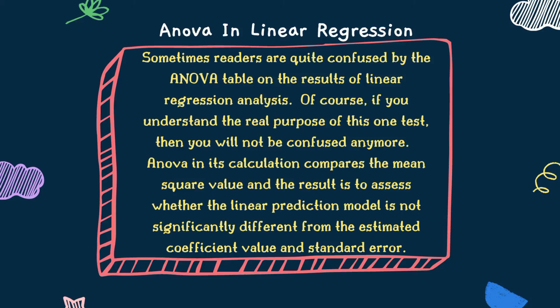ANOVA in linear regression. Sometimes readers are quite confused by the ANOVA table on the results of linear regression analysis. Of course, if you understand the real purpose of this one test, then you will not be confused anymore. ANOVA in its calculation compares the mean square value and the result is to assess whether the linear prediction model is not significantly different from the estimated coefficient value and standard error.